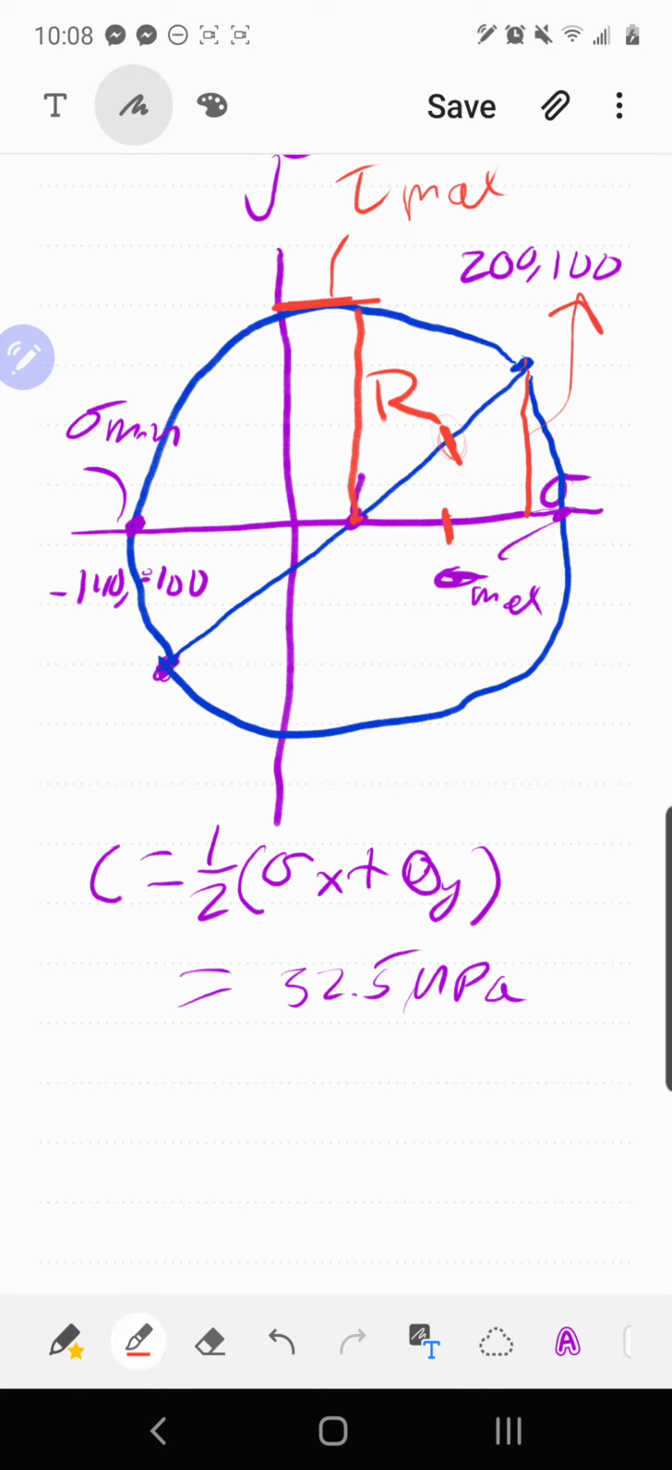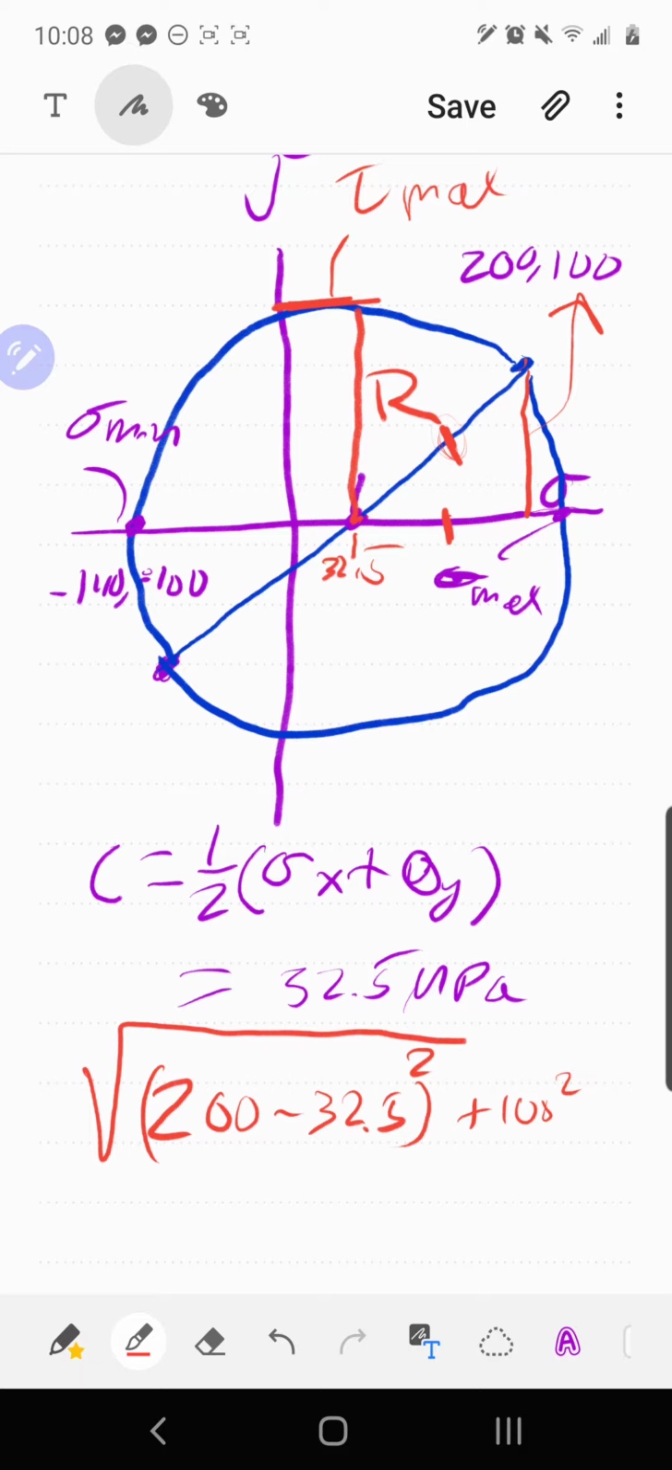We know this length is 100. And we know this length is going to be 32.5 because that's where this point is. Or sorry, it should be 200 minus 32.5. So if we take 200 minus 32.5 squared plus 100 squared, Pythagorean theorem here, we can get this hypotenuse. We should be able to get an approximate value of 199.